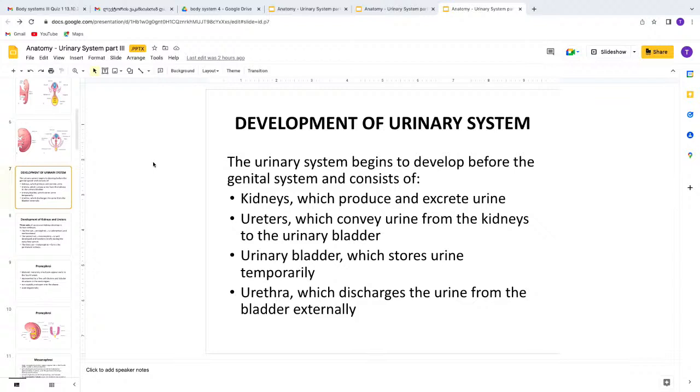The urinary system begins to develop before the genital system does. And it consists of several organs that we already discussed anatomically. It is the kidneys, which produce and excrete urine; the ureters, which convey urine from the kidneys to the urinary bladder; the urinary bladder, which stores the urine temporarily; and the urethra, which discharges the urine from the bladder externally.